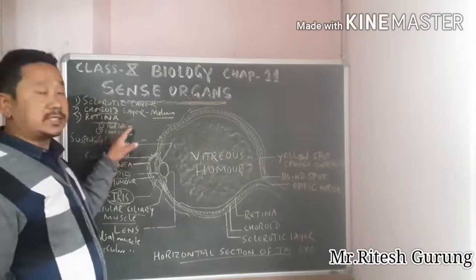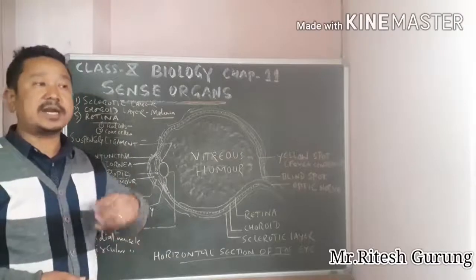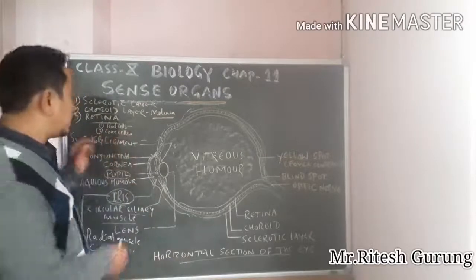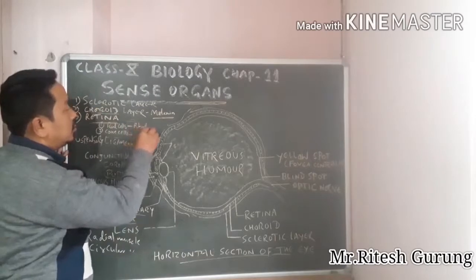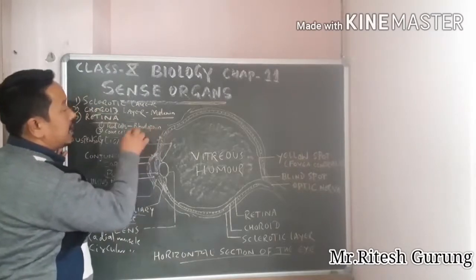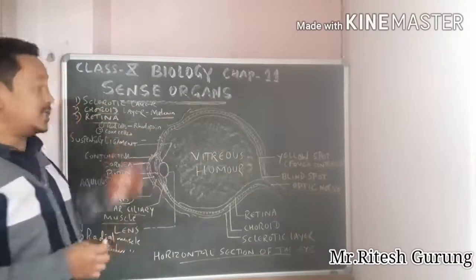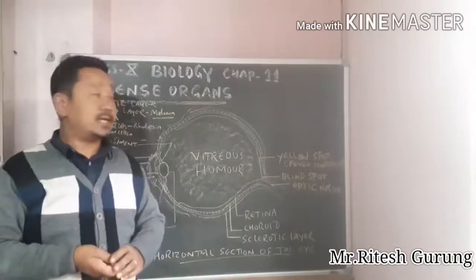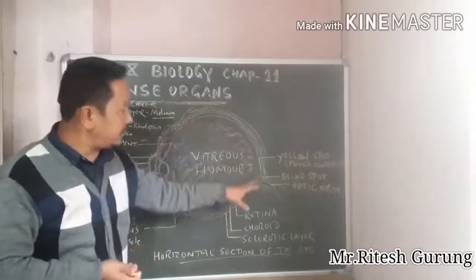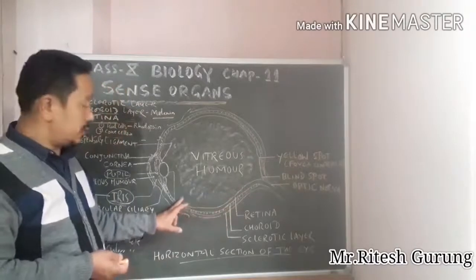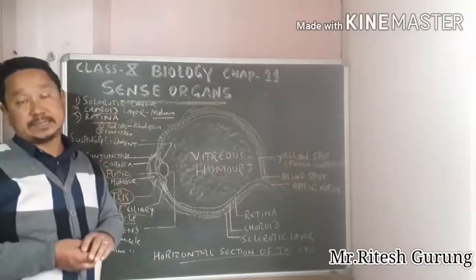The rod cells are sensitive to dim light, and contain a kind of pigment called rhodopsin, R-H-O-D-O-P-S-I-N. As I've told you, this is sensitive to dim light, and these rod cells are scattered throughout the retina. So throughout the retina you find rod cells present.